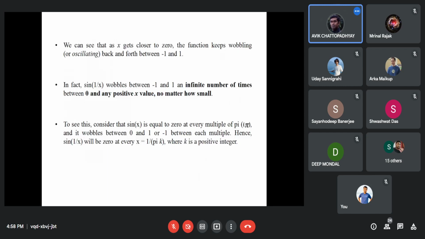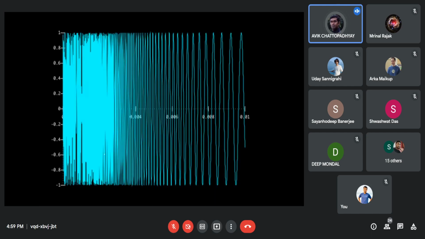You just see that as x gets closer to 0, the function keeps oscillating back and forth between -1 and +1. And in fact, this sine 1 by x actually oscillates or wobbles an infinite number of times between 0 and any positive value of x. That means what they are trying to say is, between 0 and any value of x, any value you can take, in between any one.